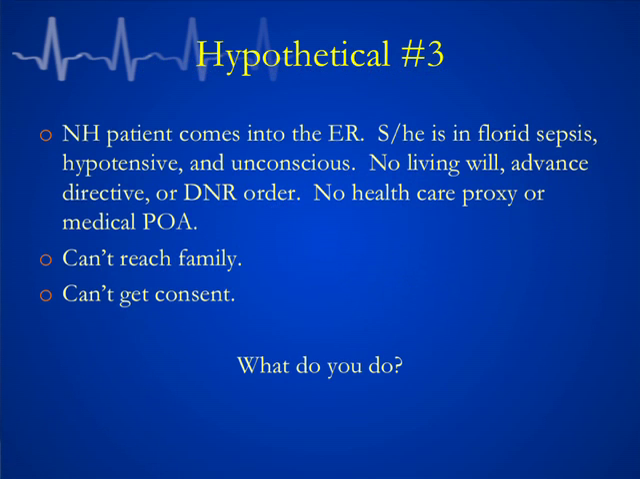Okay? A nursing home patient comes into the ER, he or she is in fluid sepsis, hypotensive and unconscious. No living will, advanced directive, or DNR order. No healthcare proxy or medical power of attorney. Can't reach the family, can't get consent. What do you do?